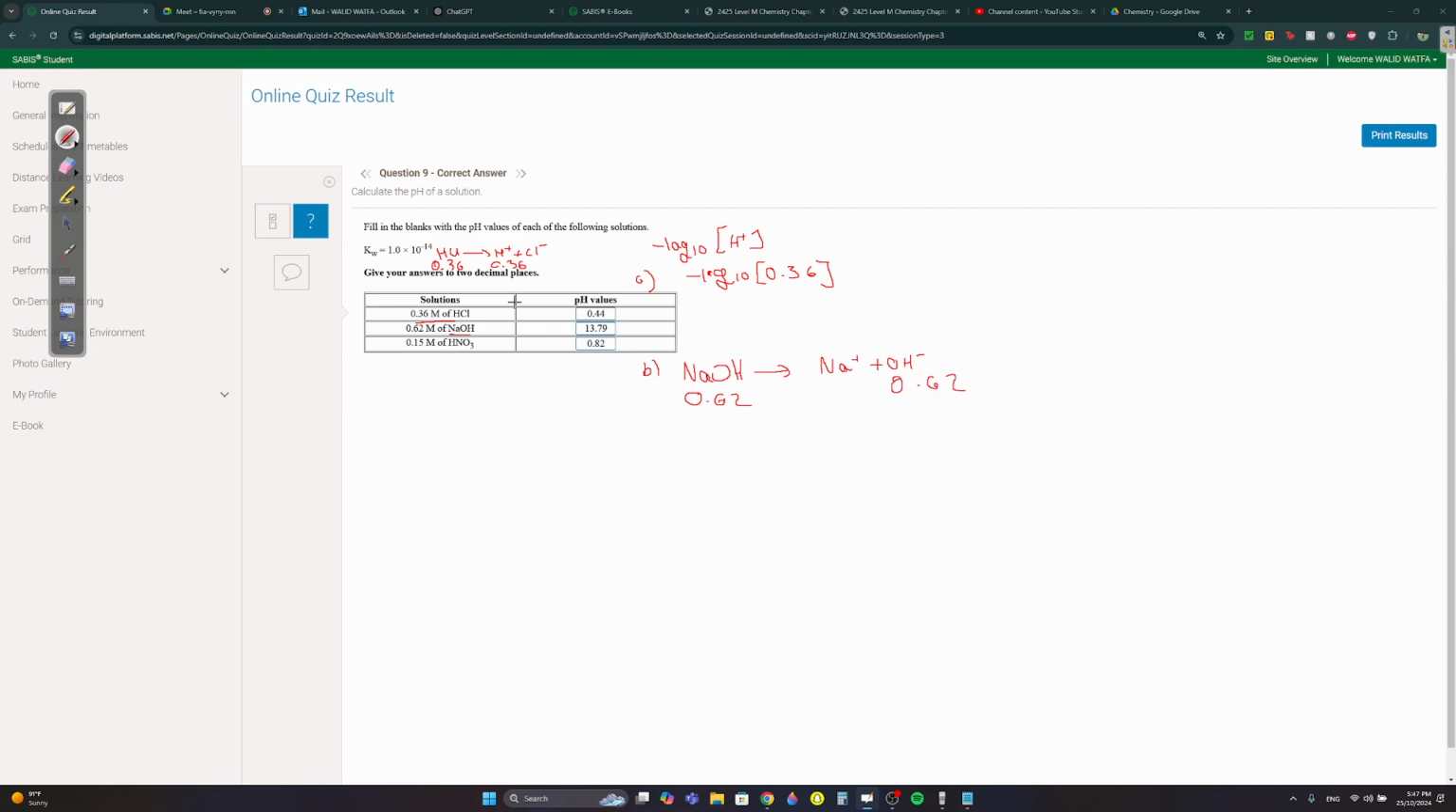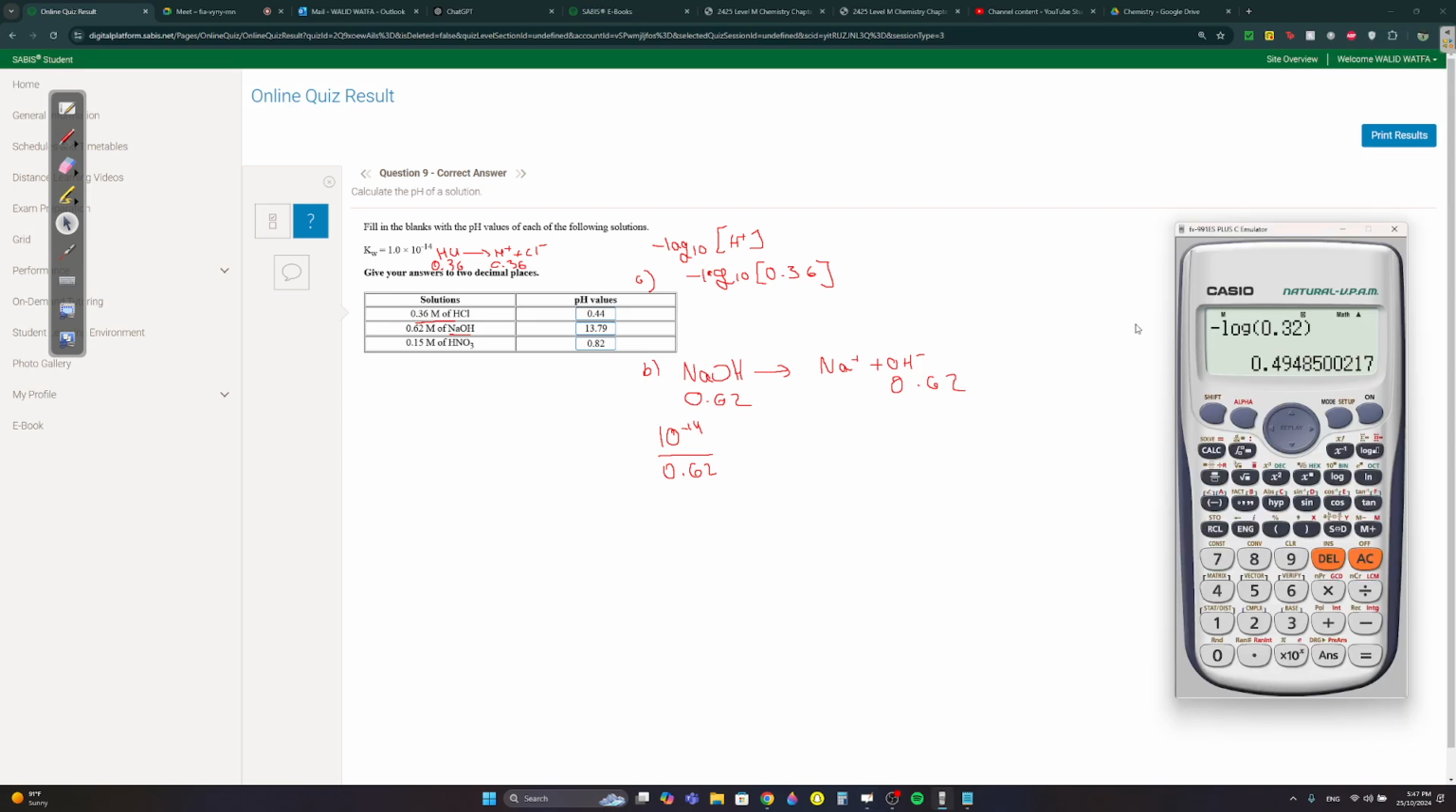Okay, but I want H plus. So how do I find H plus? It's 10 to the minus 14 over 0.62. You're going to get, hold up, 1.61 to 2 decimal places. Just say 1.61 times 10 to the minus 14.